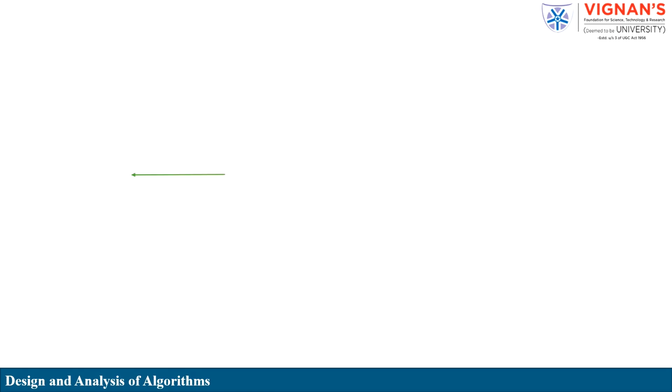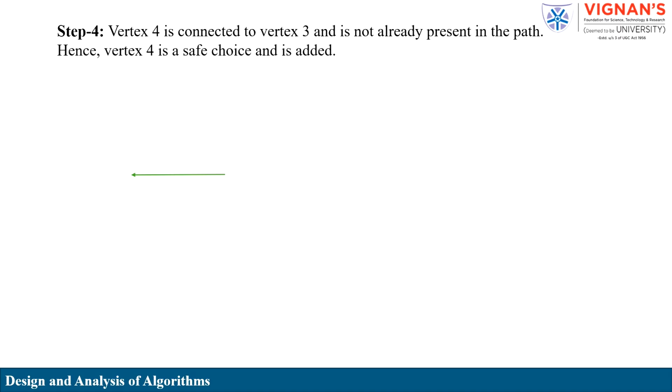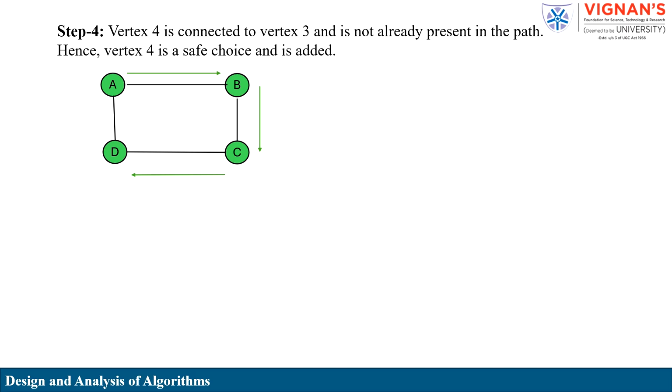Step 4. In this step, we consider vertex 4, labeled as D. Vertex D is directly connected to vertex 3, labeled as C, and it has not yet been included in the path. Since vertex D is adjacent to the previously visited vertex and is not already present in the path, it is a safe and valid choice according to the rules of a Hamiltonian path. Therefore, vertex D is added to the path.